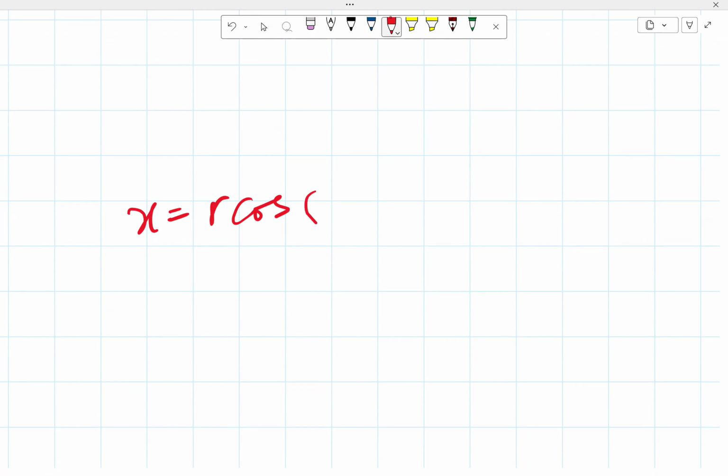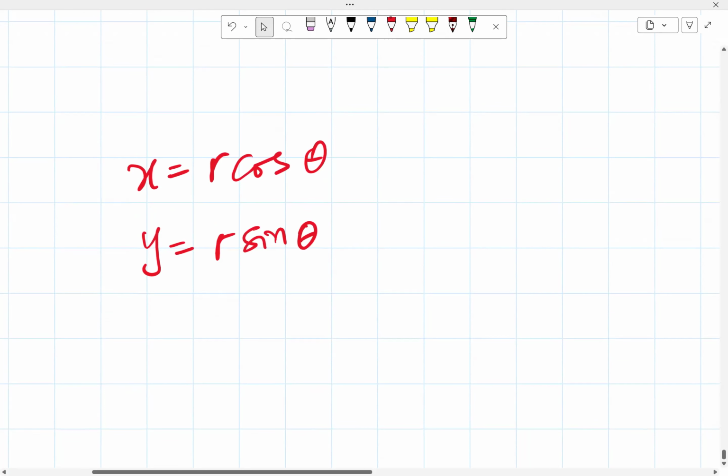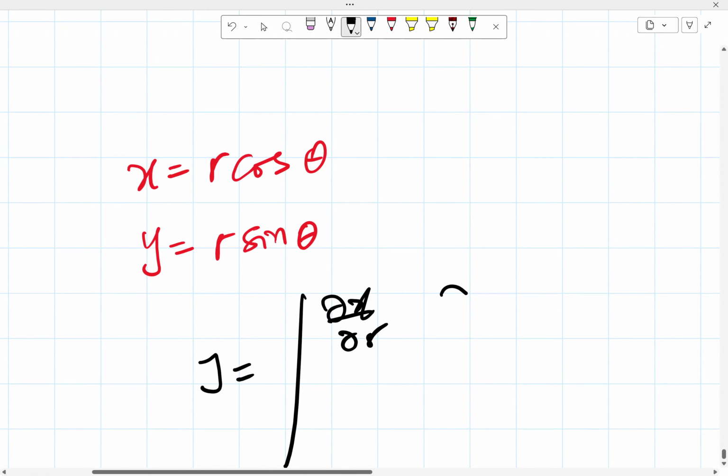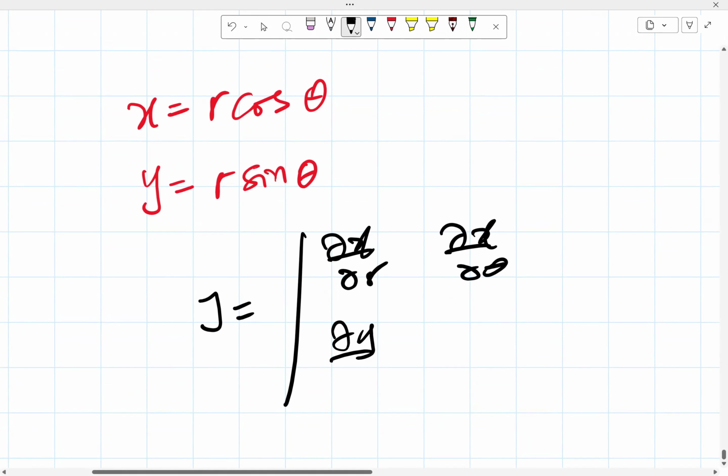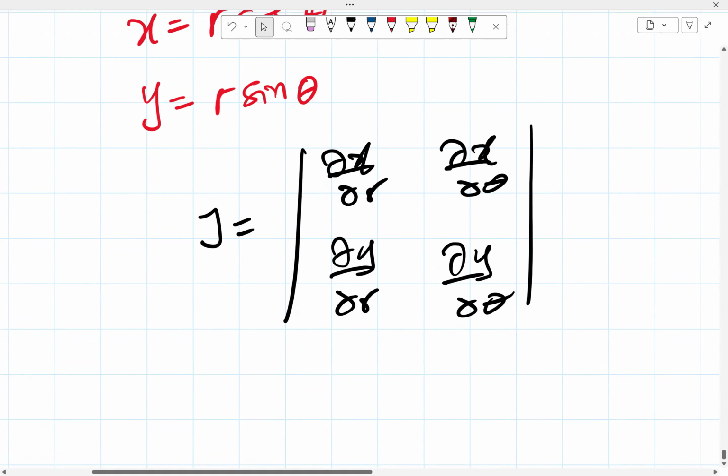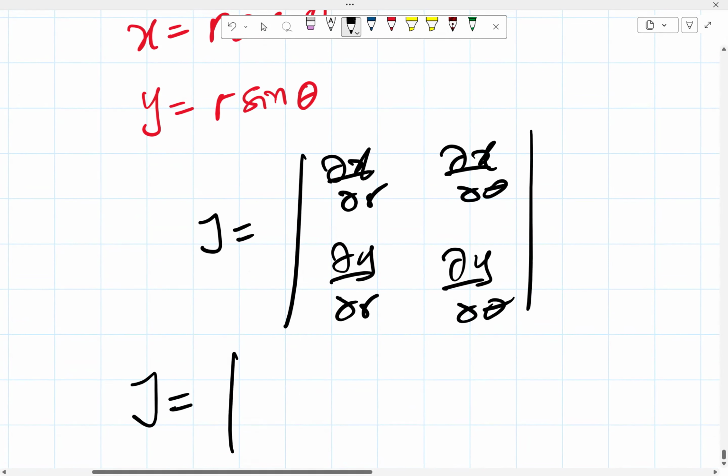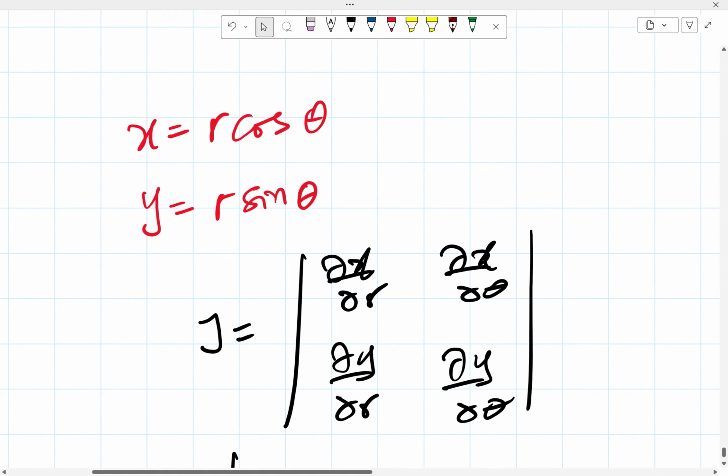X is r cos theta. Y is r sin theta. So we need to do the Jacobian. The Jacobian is the determinant of partial x, partial r, partial x, partial theta, then partial y, partial r, partial y, partial theta.